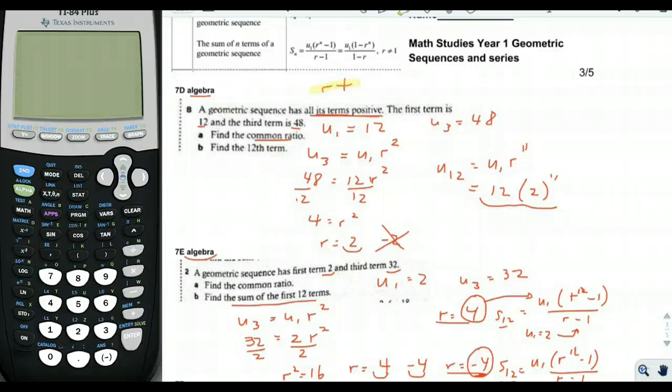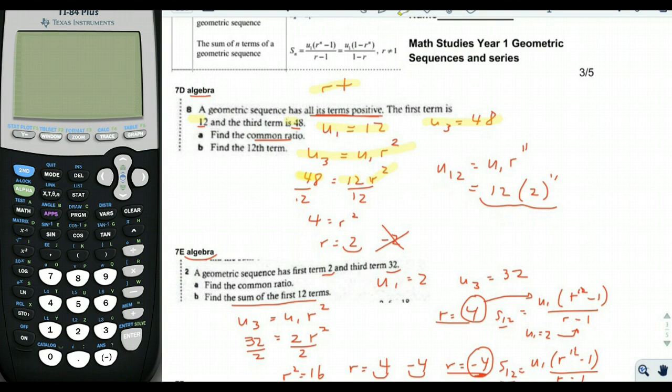The first term is 12, and the third term is 48. So we're going to write down what we know. U1 equals 12, U3 equals 48. Now we write the term formula for n equals 3, which would be U3 equals U1 R squared. Why R squared? Because the exponent is n minus 1, n being 3. Now we fill in 48 for U3, 12 for U1, and R squared we don't know, so we leave it.